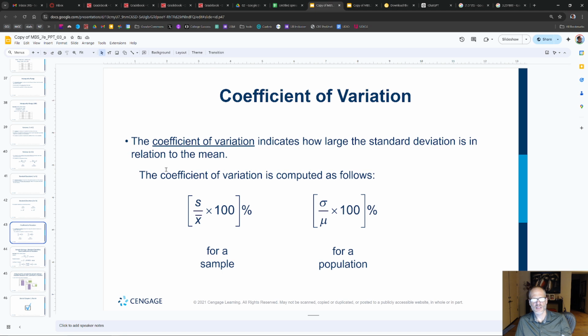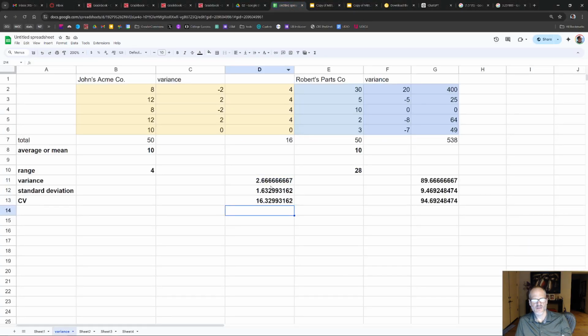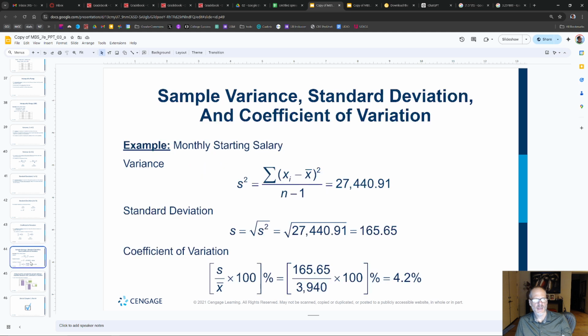And so the coefficient of variation indicates how large the standard deviation is in relation to the mean. It's kind of interesting that with a mean of 10, we're getting basically just a movement of the decimal point, but that's what the coefficient of variation is.